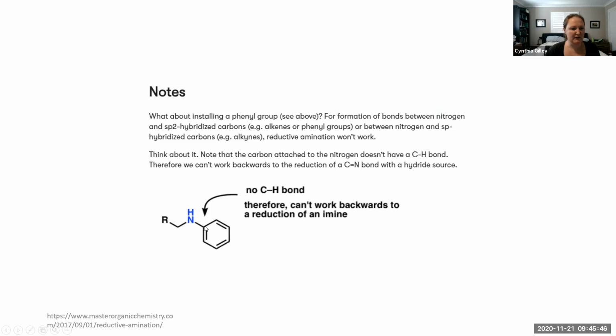So again, note that if the carbon is sp2 and does not have a hydrogen attached, we will not be able to make this carbon-nitrogen bond via a reductive amination. We would have to use a different reaction, which we haven't learned, in order to make this carbon-nitrogen bond. So for now, it's important that you just recognize that we can't make it through a reductive amination. If you think about working backwards, we are not able to generate an iminium ion here and reduce that iminium ion through hydride nucleophilic attack, because again, that would end up with a hydrogen here, which we don't see.